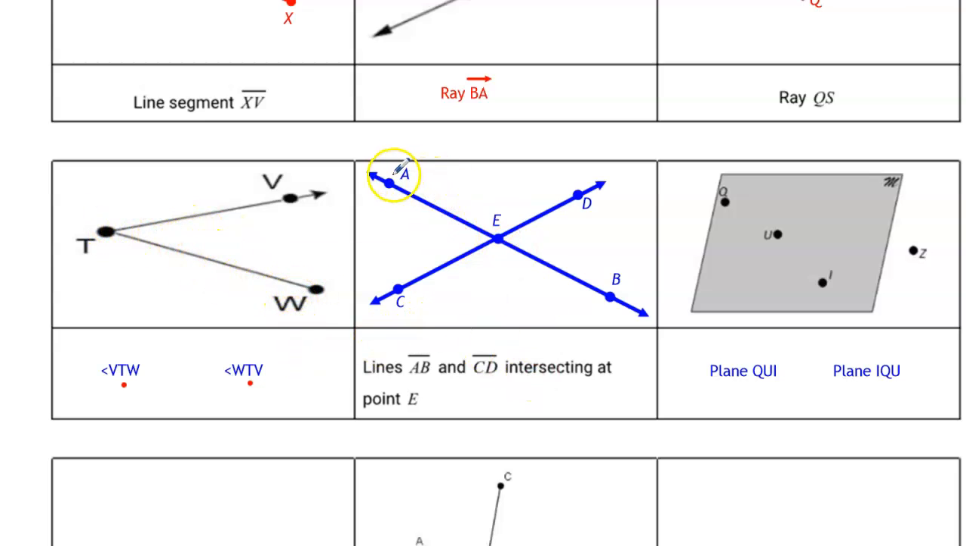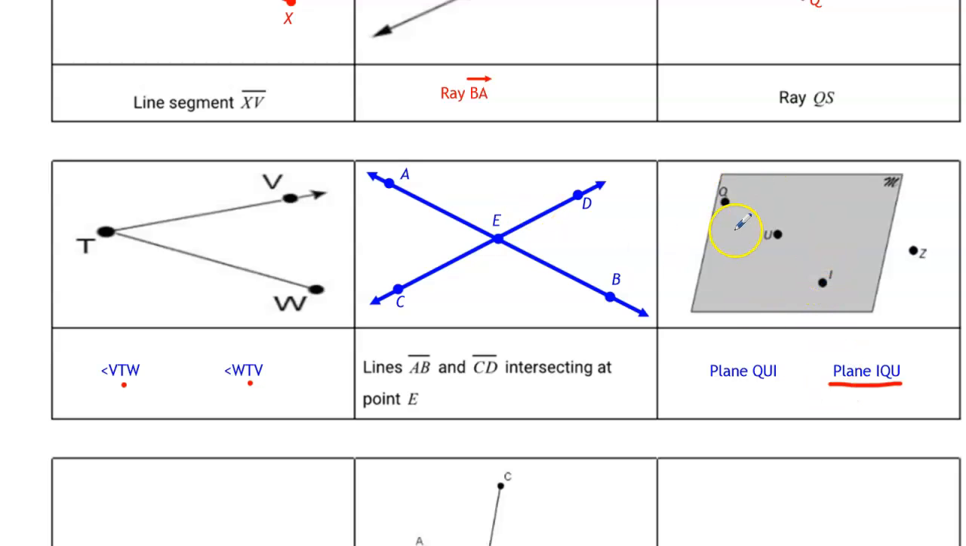In this example, we drew line AB, which is a line and has arrows at the ends of it, and it passes through points A and B, and CD, which is line CD, intersecting at point E. That point of intersection is point E. We couldn't have drawn 2 parallel lines because then they wouldn't have intersected.